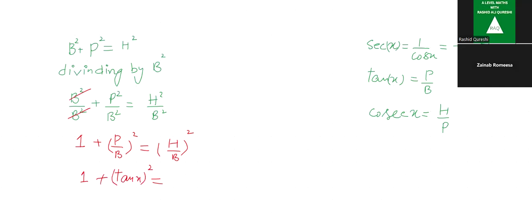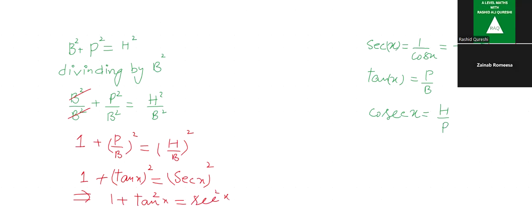The final result I get is 1 plus tan square of x is equal to secant square of x. That's a very important result. We have to use this result in many equations to solve further questions. So whenever you have to solve a question, you have to use this result: 1 plus tan square x is equal to secant square x.